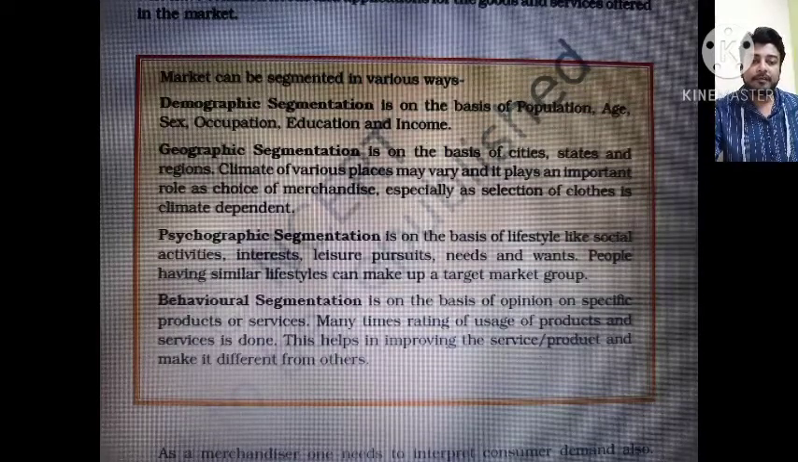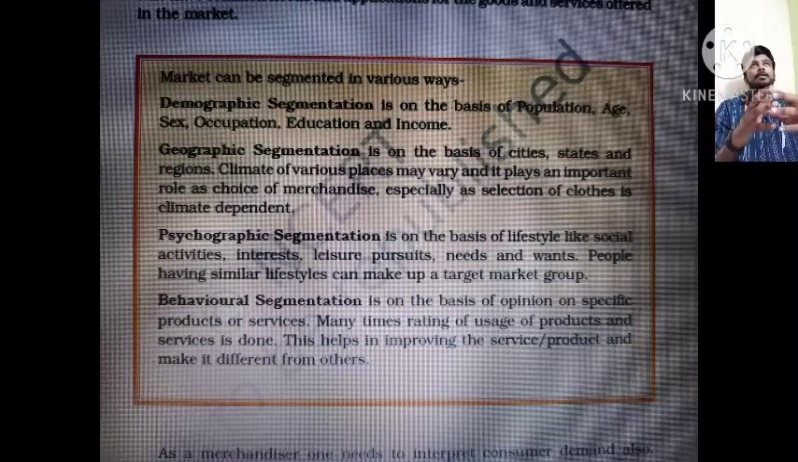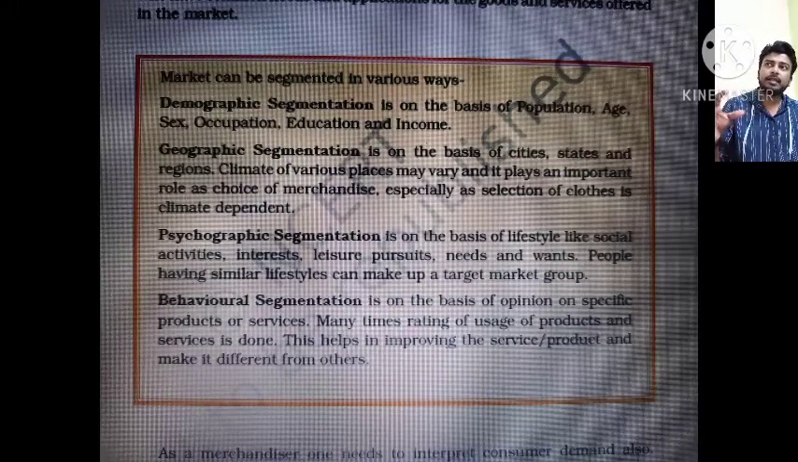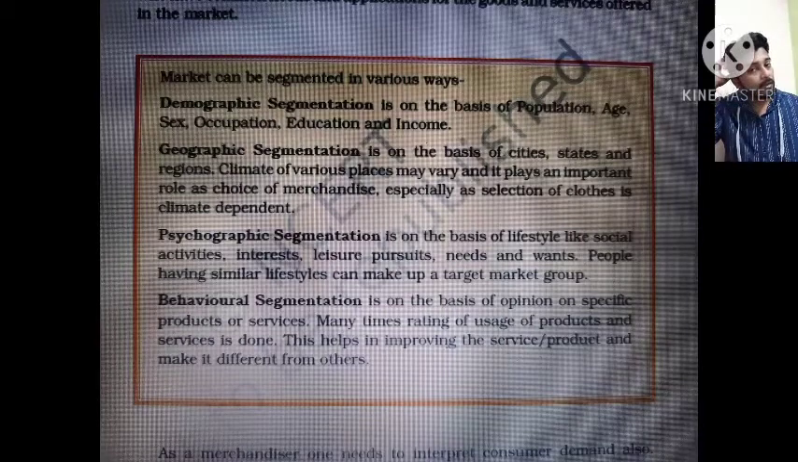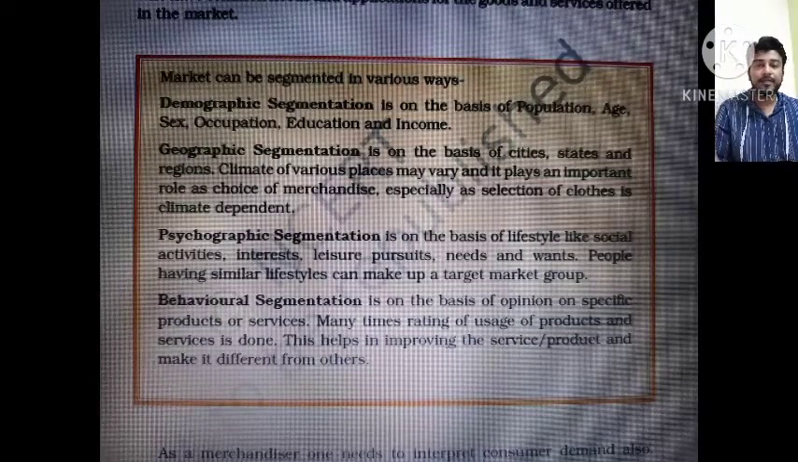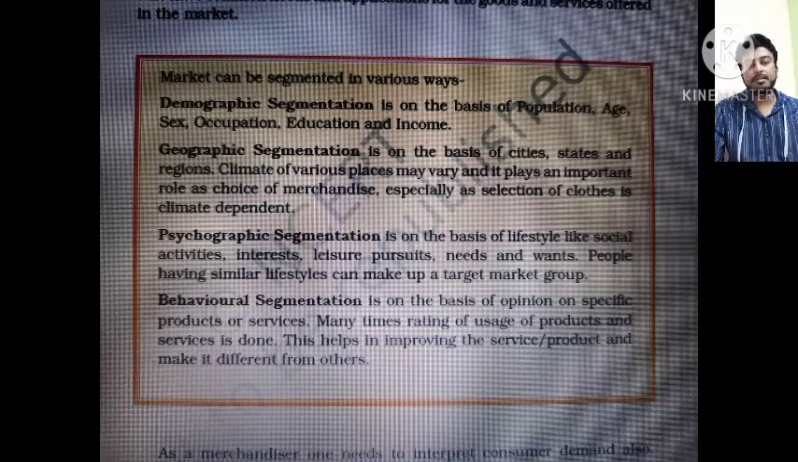Now number four is behavioral segmentation. It is done on the basis of opinion on specific products or services, a particular opinion about a single product or service given by the merchandisers. According to those opinions, behavioral segmentation is done, to see whether the product is going well in the market or not, and what reviews we are gathering on this particular product.